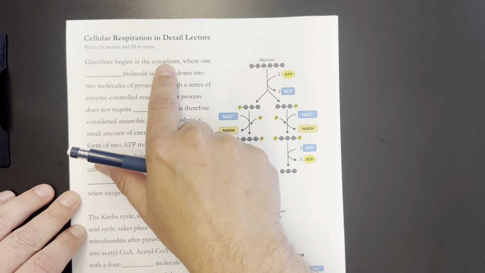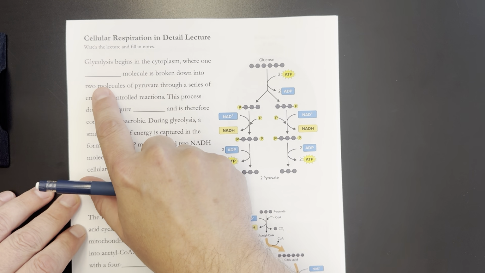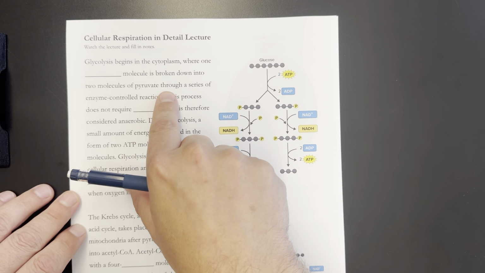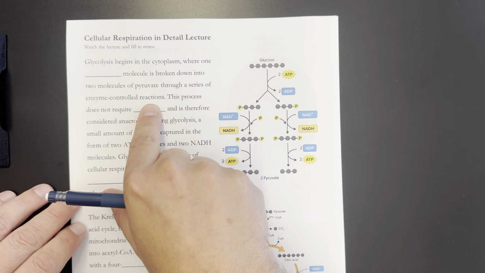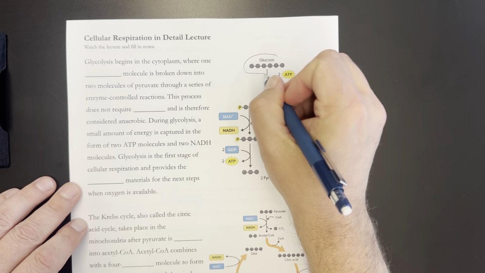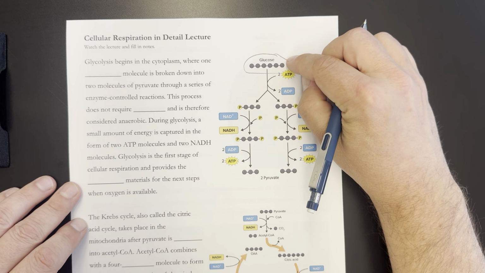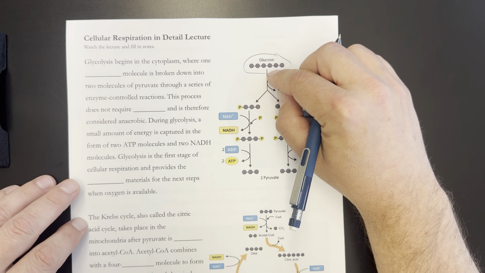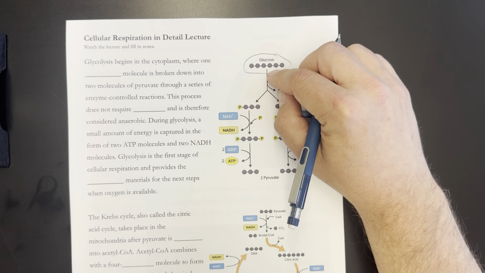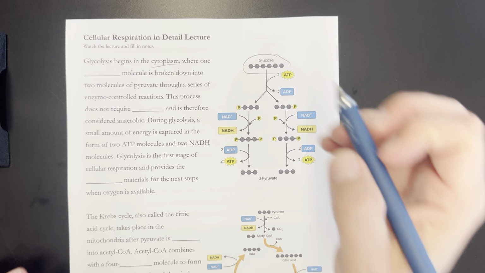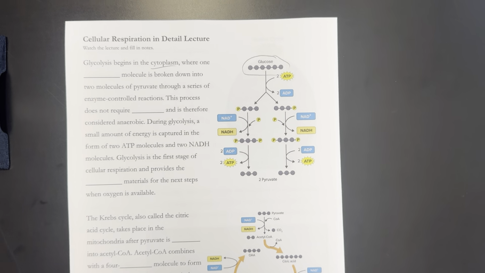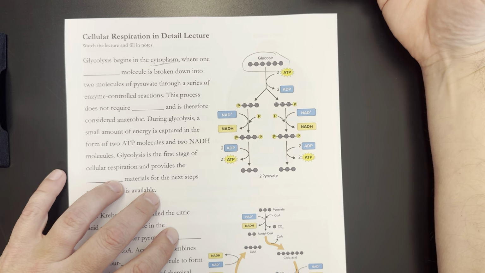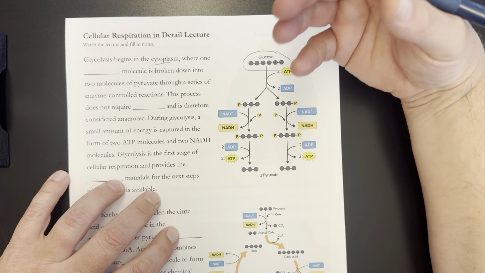So glycolysis begins in the cytoplasm, where one glucose molecule is broken down into two molecules of pyruvate through a series of enzyme-controlled reactions. So we're starting with glucose. Think of this as the food that you eat, okay? It gets broken down, and eventually you get this glucose molecule, this sugar. It's happening in the cytoplasm. The cytoplasm is just kind of like jelly liquid inside of the cell. So we're not in any kind of organelle yet.